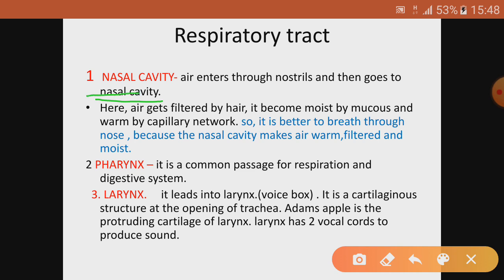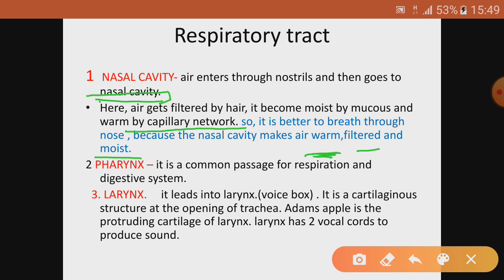In the nasal passage, many things happen. Air which we inhale gets warm, filtered and moist here. Why does the air get warm? Because of the presence of very fine blood capillaries which have warm blood. So when the air comes in contact with that warm blood, it also gets warm. So we can feel that warmth of the air.